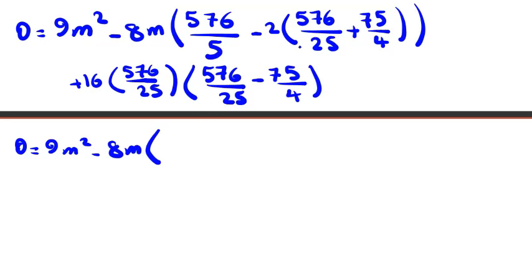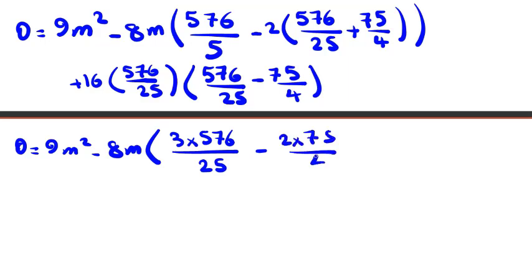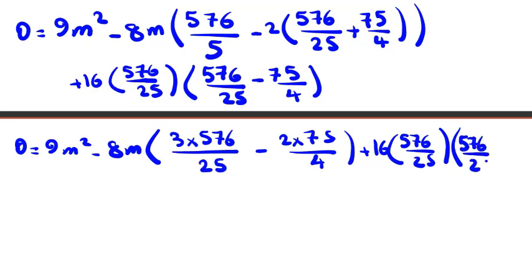Okay, so you can use common denominator 25, and it will be 5 times this minus 2 times this, which will be 3 times 576 minus 2 times 75 over 4 plus 16 times 576 over 25, and this part 576 over 25 minus 75 over 4. We divide both sides by 3. If we divide by 3, 27 becomes 9, and 2 becomes... if we divide by 3, 25. If we divide this part by 3 like this, 192.